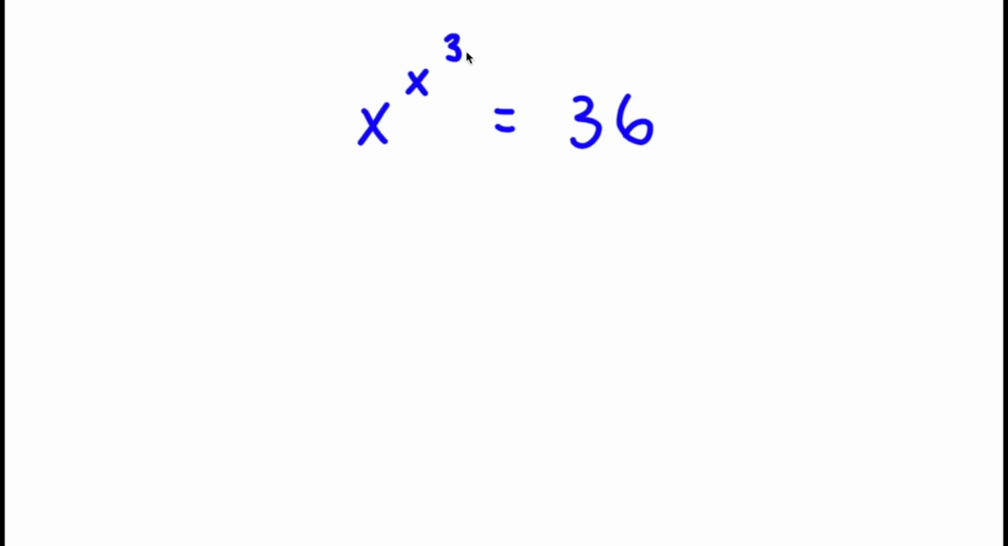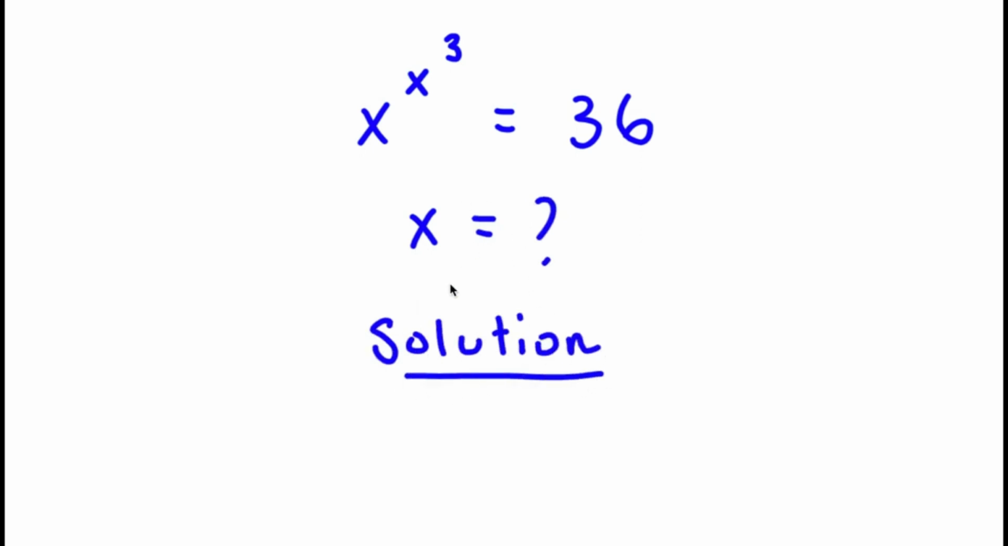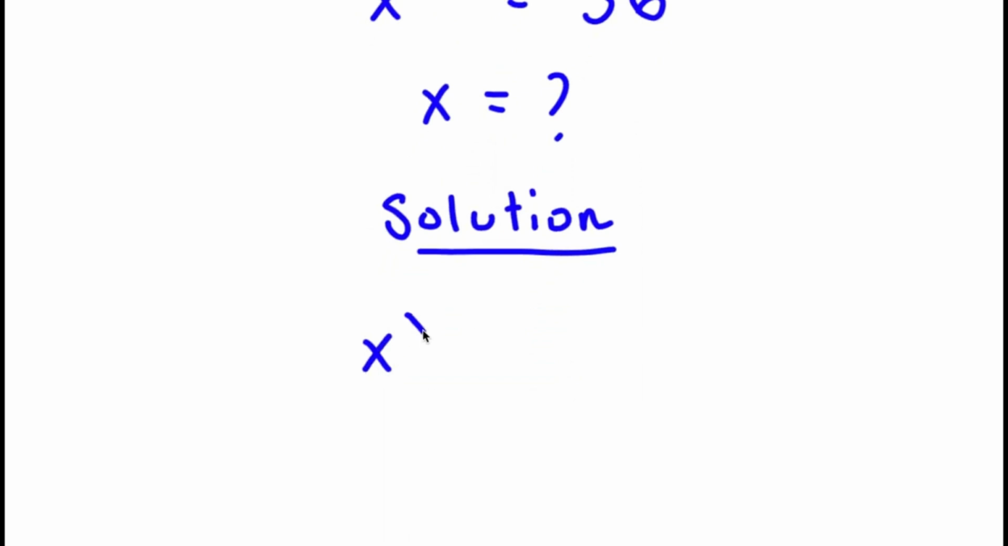Alright, so in this problem, I have x to the power of x to the power of 3 is equal to 36. So I want to find the value of x here. So for my solution, first start with x to the power of x to the power of 3 is equal to 36.